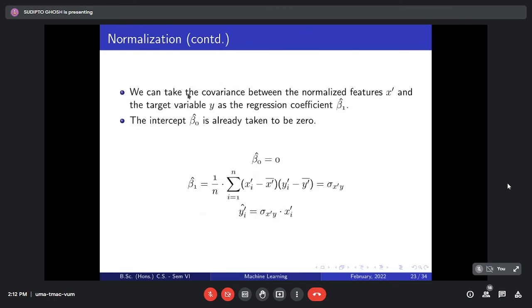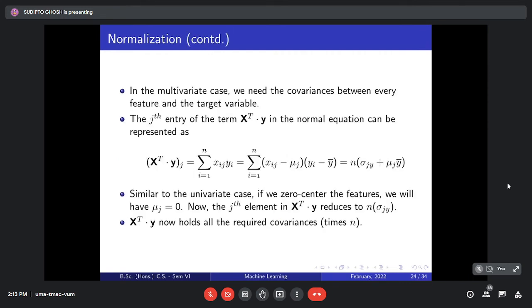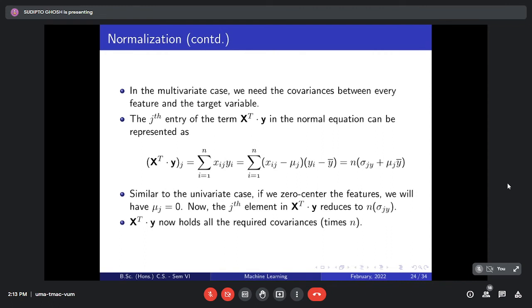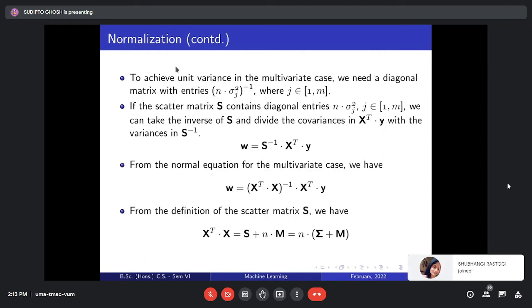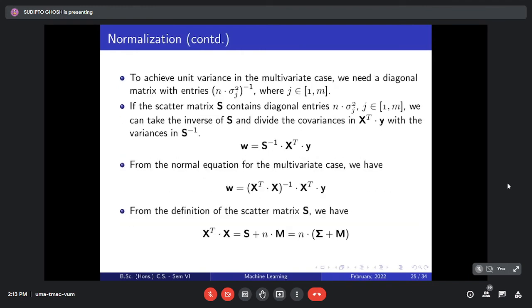Now in the univariate case, we divided all these transformed zero mean values by what? We made it unit variance, and I am also saying that now x transpose y contains the covariance. In the earlier thing, I said that beta 1 can be also seen as the covariance divided by variance, right? So now covariance is in x transpose y itself. Then to achieve unit variance, you can just divide by n and the variance of j. Here I am dividing all of the features by their variance itself.